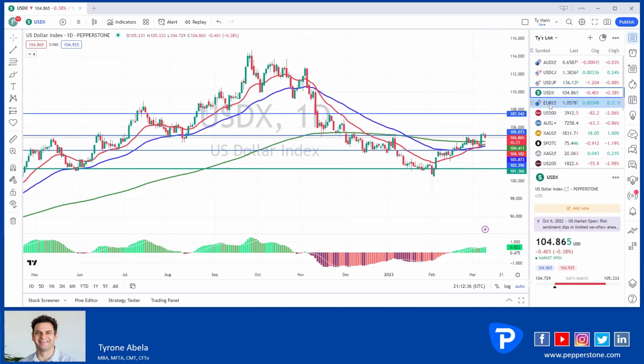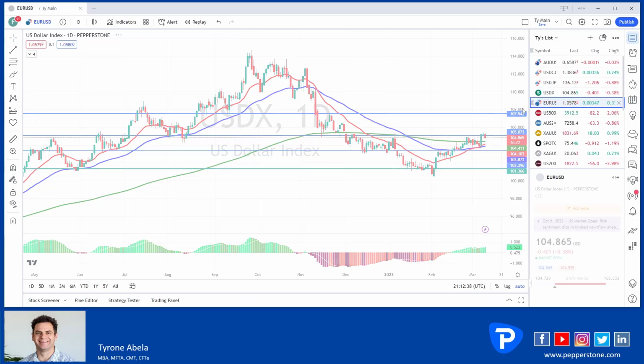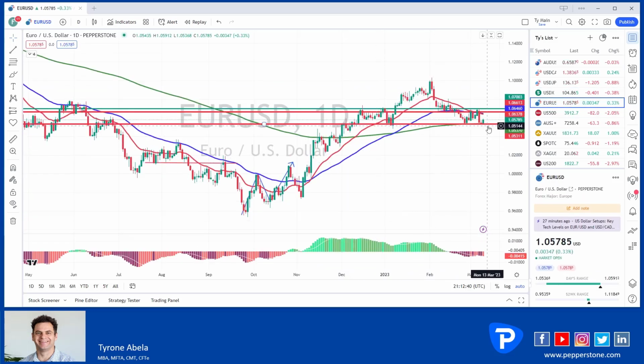The euro, of course, is the beneficiary trade. We'll go to the euro now, and you can see that the support level is the same as the resistance level on the dollar index. This one's got a lot in front of it though. Look, it's got a 20 and a 50 moving average to go long. It's got a lot of work to do before it breaks long.